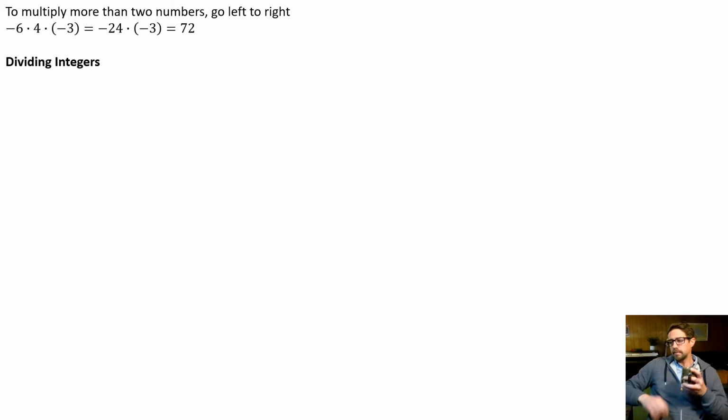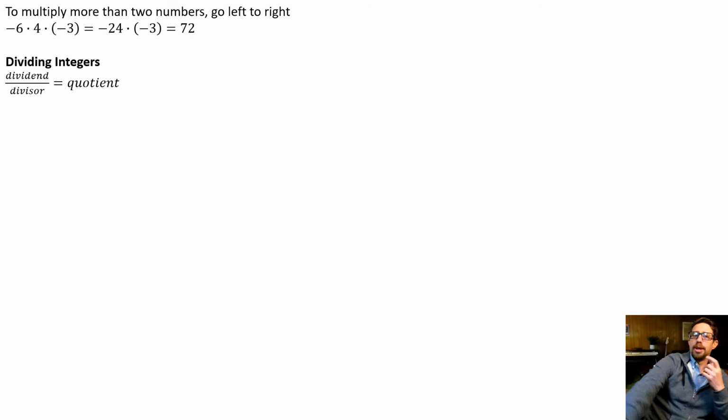Okay, dividing may be a little bit trickier, but all I want to establish is that all the rules we just came up with for multiplying are the same exact thing with dividing, because multiplication and division are inverses of each other, which means that they're kind of the same thing. So dividing is the same thing as multiplying by the reciprocal, which I'll define in a second, but I think you probably remember that.